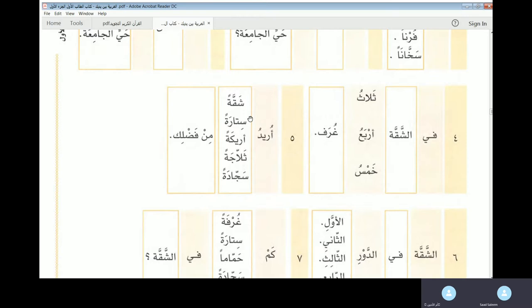Uridu sitaratan min fadlik. I want a curtain, please. I want a sofa, please. I want a refrigerator, please. I want a rug, please.